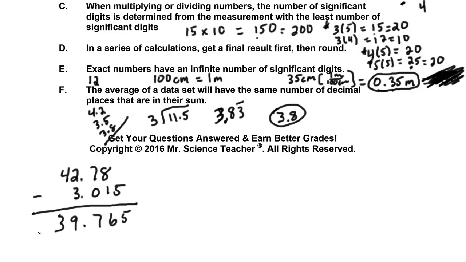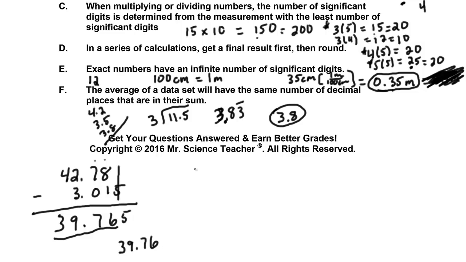39.765. But we can't report this number because notice that this number only goes to the hundredths place. This number here goes to the thousandths. So when we go to report significant digits, we cannot report it to the thousandths place. We have to report it to the hundredths place because they both have to the hundredths. Notice that this number ends exactly in a 5, and so therefore we have to look at this number in front, which is a 6, which is even, so we leave it alone. So the correct answer is 39.76, and that's how we do it.